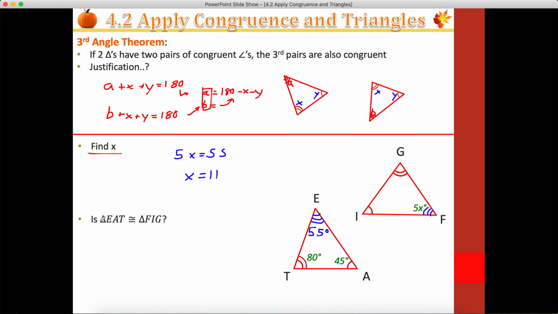And then I ask, are the triangles congruent? Think about that for a second. We know now that we have three pairs of congruent angles, but what it means for these triangles to be congruent is that corresponding sides would also be congruent.